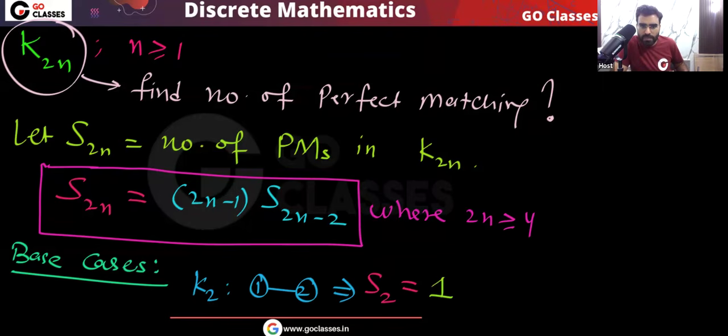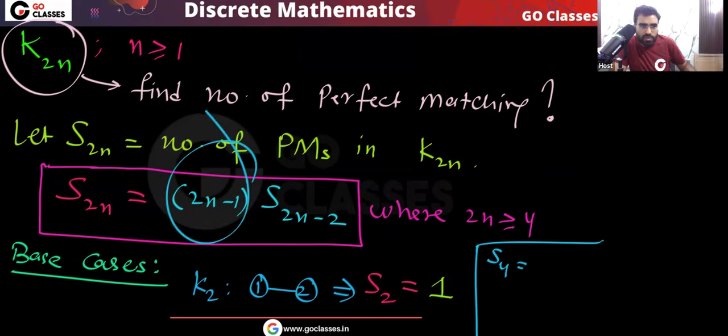So what will that be? Let me write it here. What will be S4? S4 will be equal to what? Remember, here 2n is the number of vertices. So here the number of vertices is 4. So you can see that will be 3 into S2. 3 into S2, yes or no? You can see S2 is 1. So that will be 3.